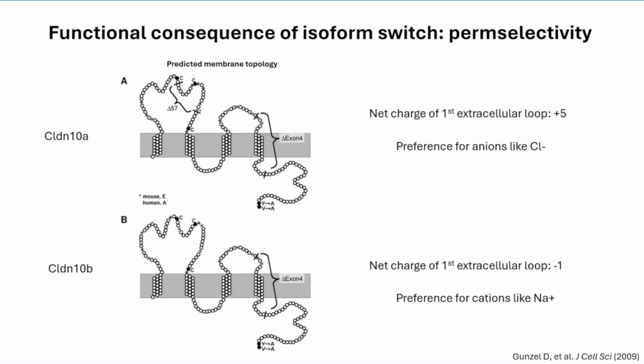And the reason this is important is it leads to a functional consequence of the different expression of these isoforms, and that is when it comes to permselectivity, or preferring anions or cations. In the case of Claudin 10A, it has this extracellular loop domain, which has a different sequence than Claudin 10B. In 10A, this loop sequence has a net charge of +5, so it will prefer anions. And then Claudin 10B has a net charge of -1, so it prefers cations. Because of this, the cells now have different functions along the nephron. And so this really highlights the importance of doing this.